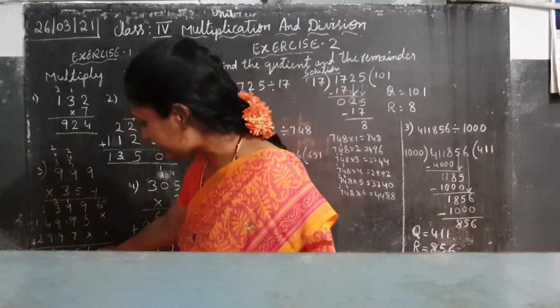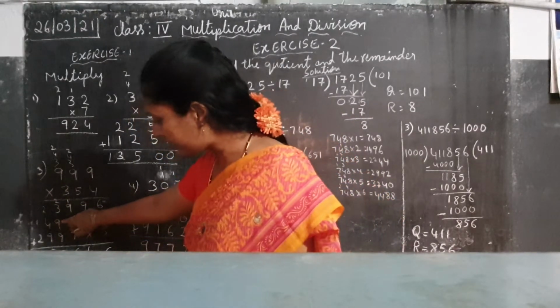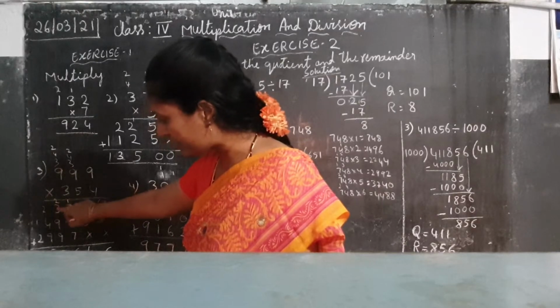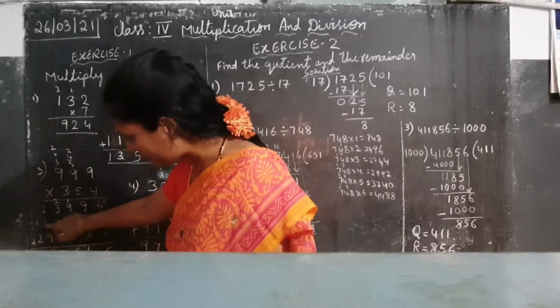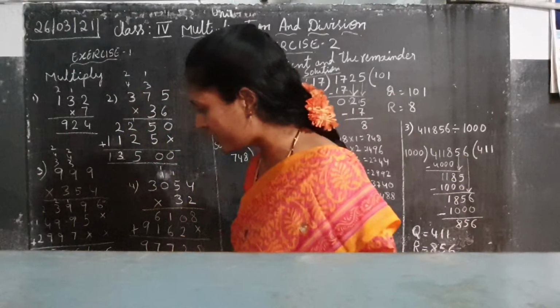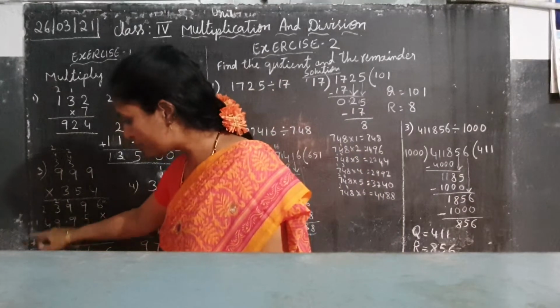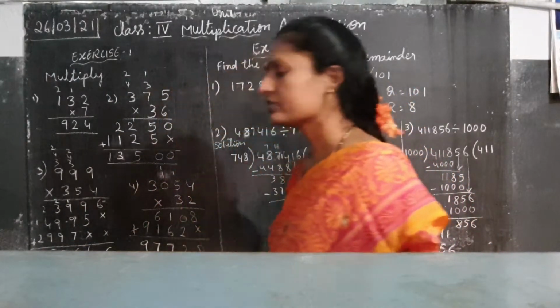2 carry and 6. Now these 4 digits we have to add. 9, 9, 18, 19, 20, 20 plus 3, 23. 2 carry and 3. These 3 digits we have to add. 9, 10, 11, 11 plus 4, 15. 1 carry and 5. This 2 plus 1, 3, children. Okay, this is the product of this question.